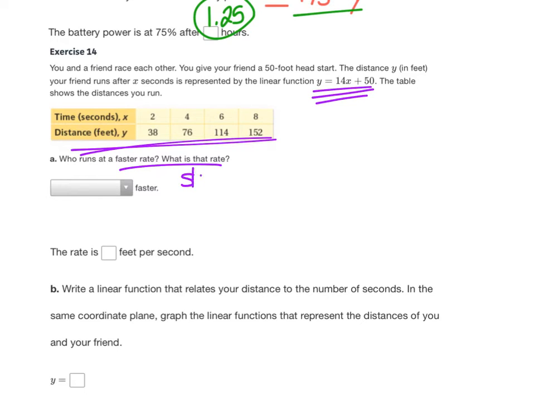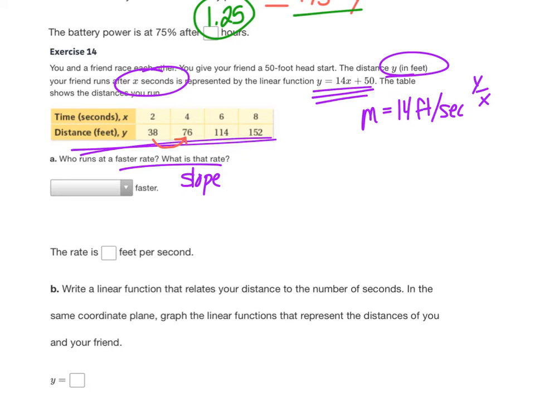So it says who runs a faster rate? And what is that rate? That's going to be the slope. So I can tell that my slope from my friend, from their equation, is 14. So that's 14 feet per second, because it says y is feet and it says x is seconds, and we know slope is y over x, so that's 14 feet per second. And then for the chart here, I can see that we're going up 38 every 2 seconds. So if we're moving 38 feet every 2 seconds, that would be the same as moving 19 feet every 1 second, right? So their rate is 19 feet per second. Or that's actually our rate. It says the table shows the distance you run, so that is your rate. So who runs the faster rate? You. And the rate is 19 feet per second.